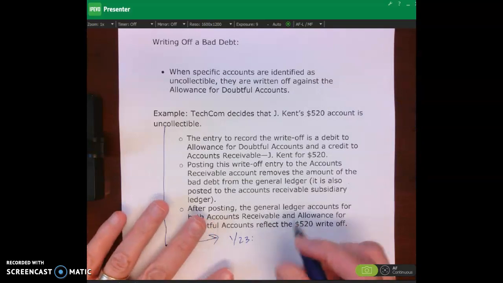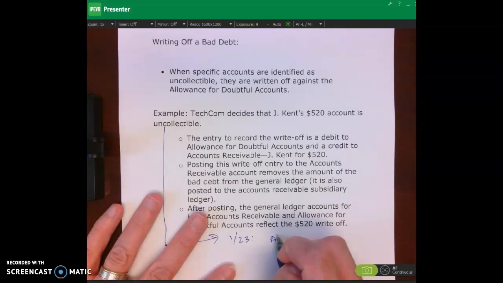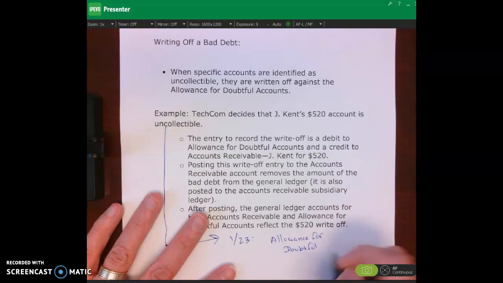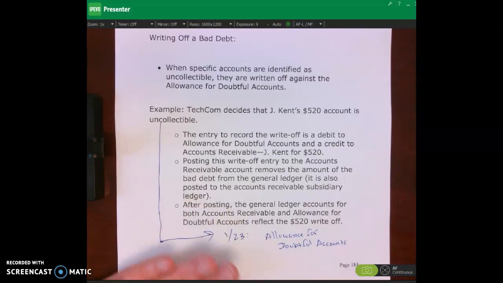So now what we do is we debit our allowance for doubtful accounts. We don't debit bad debts expense. Why don't we debit bad debts expense? Because we debited it at the end of December year 1 based upon our estimate. That's when we debited bad debts expense. Now we're not going to debit bad debts expense. We debited in the prior year to match that bad debts expense in the same period as we made the sale to J. Kent. That's when we debited the bad debts expense, which is based upon an estimate.